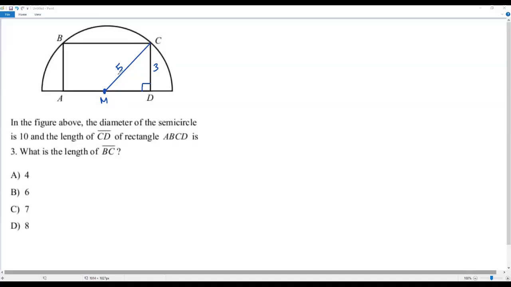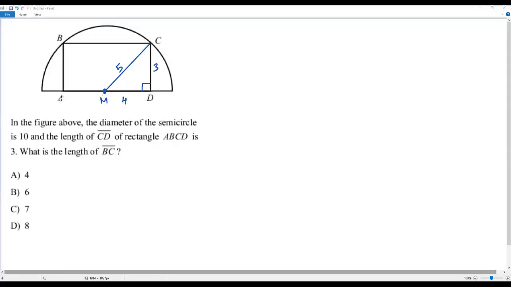Because in this right triangle, the length of the hypotenuse, the side which is opposite to the right angle, is 5. And in the remaining two legs, that is MD and CD, one of the legs has length 3. Then the length of the remaining leg MD has to be 4. So easily we can identify the length of the leg using the concept of the 3, 4, 5 right triangle. Otherwise, we can use the Pythagorean theorem to get the length of this side MD.